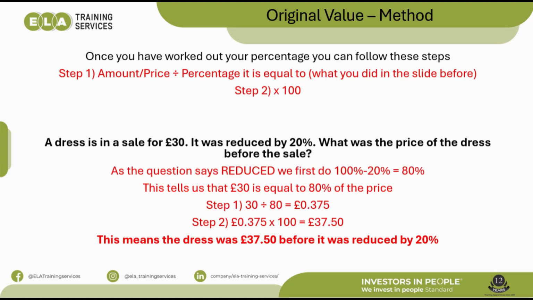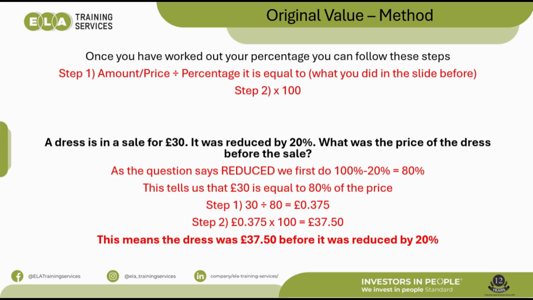A dress is in a sale for £30. It was reduced by 20%. What was the price of the dress before the sale? As the question says reduced, we first do 100% subtract 20% equals 80%. This tells us that £30 is equal to 80% of the price. Now we do the method. Step 1. 30 divided by 80 equals 0.375 pounds. Step 2. 0.375 pounds multiply 100 equals £37.50. This means the dress was £37.50 before it was reduced by 20%.